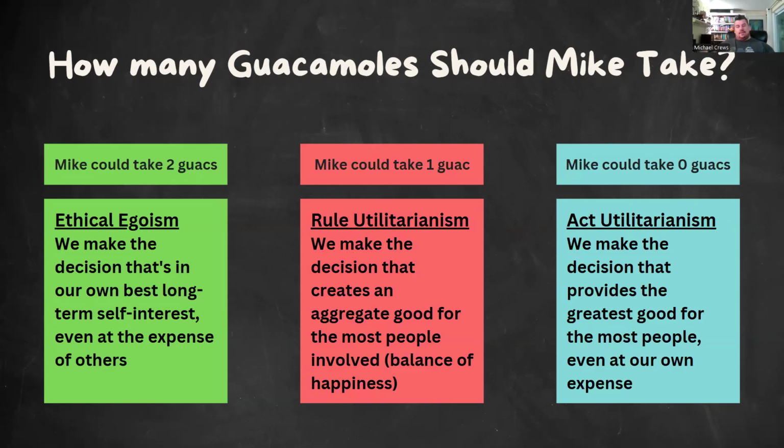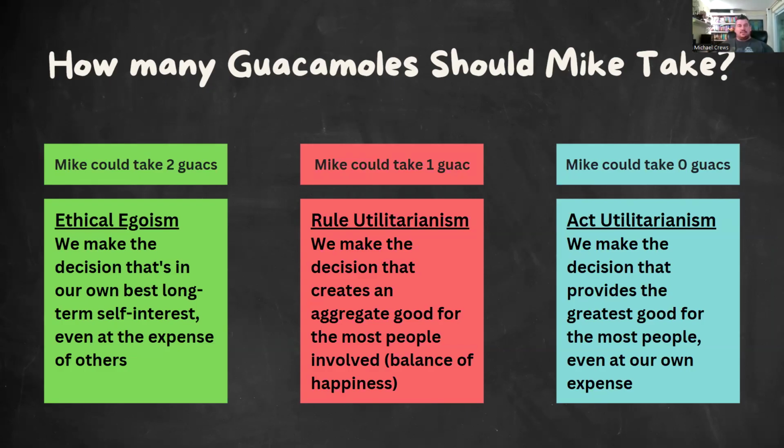In ethical egoism, egoism kind of gets a bad rap. We'll talk about that in a minute, but people hear ego and they think psychological egoism, where we're all running around selfish. But ethical egoism means we make the decision that's in our own best long-term self-interest, even if it comes at the expense of others. So this is me taking two guacamoles, right?